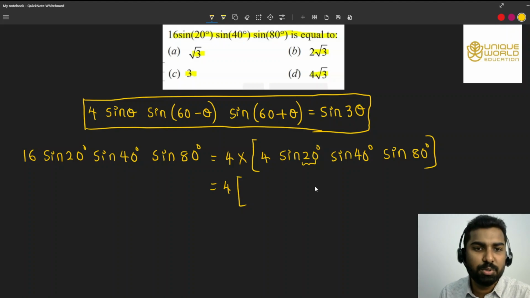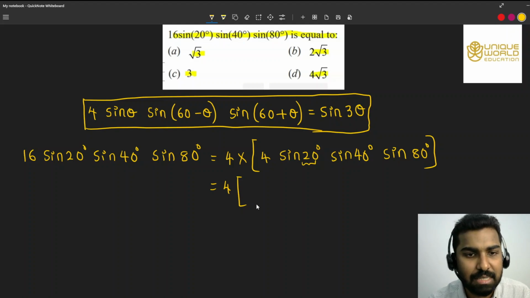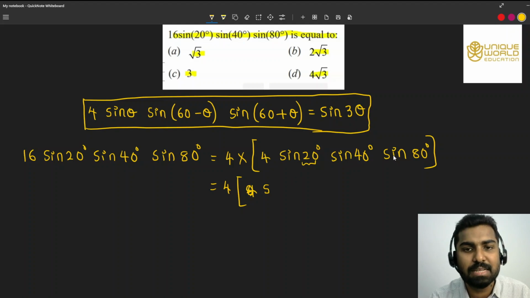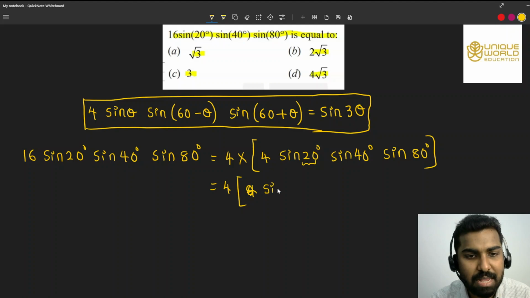If theta equals 20, sin theta is sin 20. Sin 60 minus theta means sin 60 minus 20, that is sin 40. Then sin 60 plus theta means sin 60 plus 20, that is sin 80. So this is equivalent to sin 3 theta. So 4 into sin theta, sin 60 minus theta, sin 60 plus theta will be equal to sin 3 theta. Sin 3 theta here, in this case, is for 20 degrees. So this will be your result.